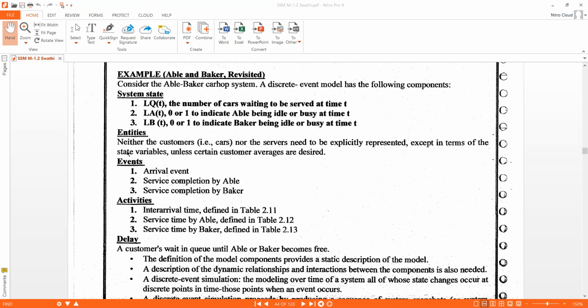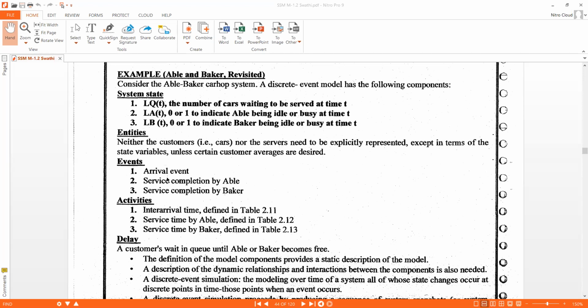Here the entities, neither the customer nor the servers, need to be explicitly represented except in terms of the state variables, unless certain customer averages are desired. This is the entities here. Next, events: arrival event, service completion by Able, and service completion by Baker. Here we have more than one server, two servers, one is Able and one is Baker. So there are three possible events.